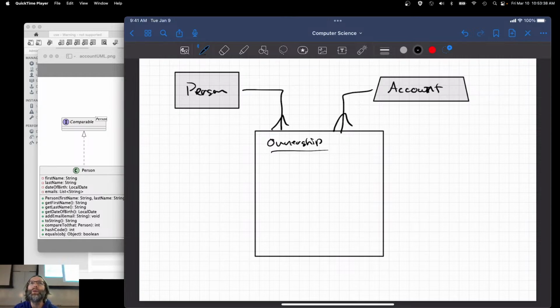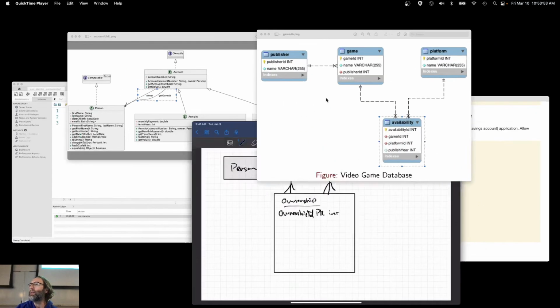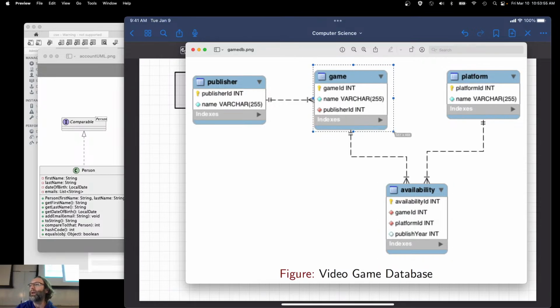What's the first thing I should do in this table? The first thing that I've done in every table is primary key, integer, not null, named after the table, ownership ID.